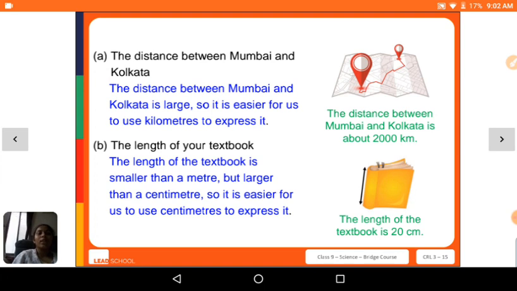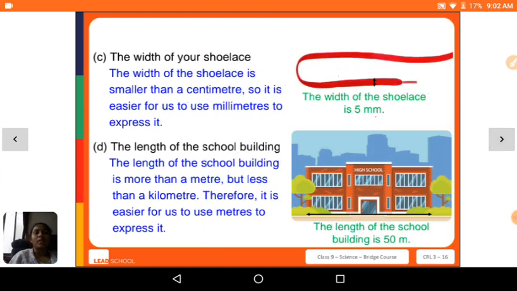For the length of the textbook, the length of the textbook is smaller than meter but larger than centimeter, so it is easier to use centimeter to express it. The length of the textbook is 20 centimeter.